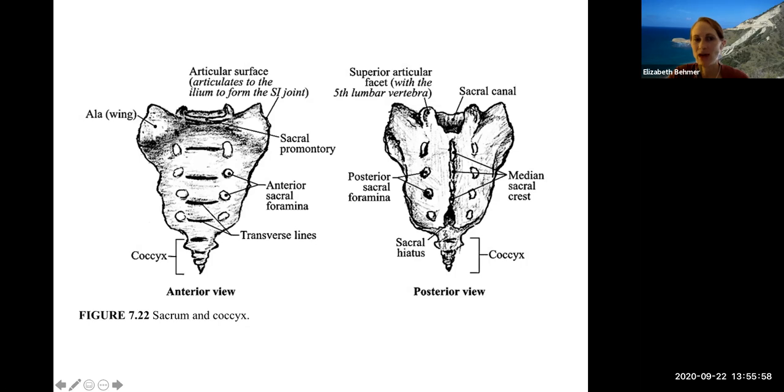Your sacrum will have ala, or wings, that kind of span out. You'll see the medial sacral crest, which is where you'll see kind of spinous processes. It'll be a crest. You'll see foramina, which are holes in your sacrum, and then your coccyx is just your tailbone. And the coccyx is just the final fused vertebra at the bottom of your vertebral column.